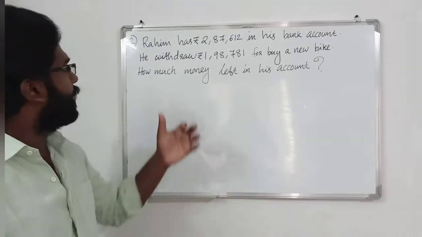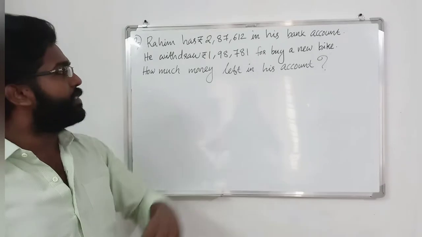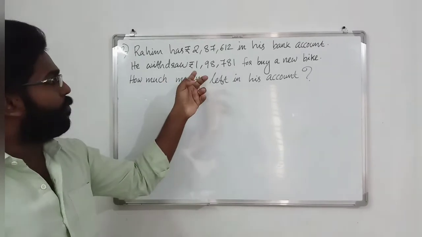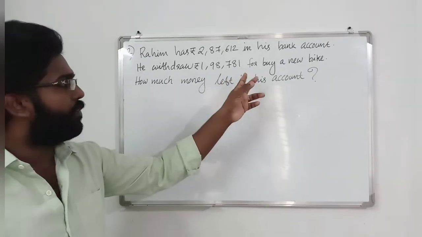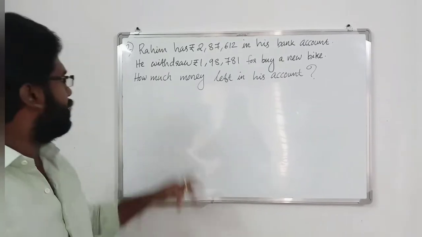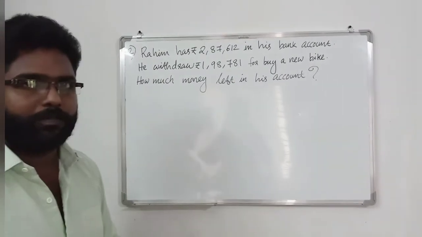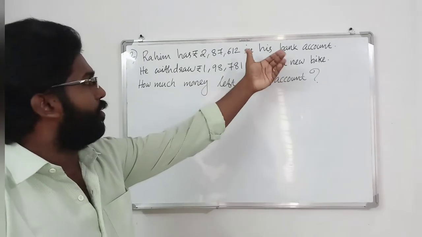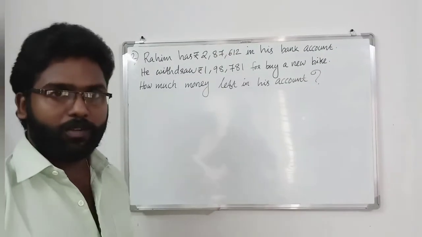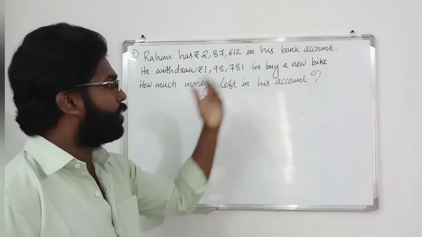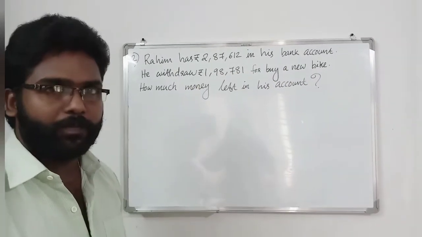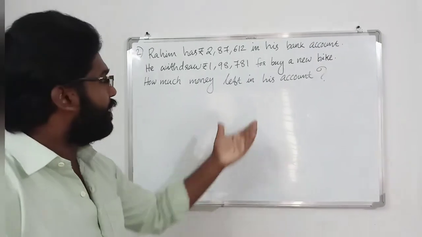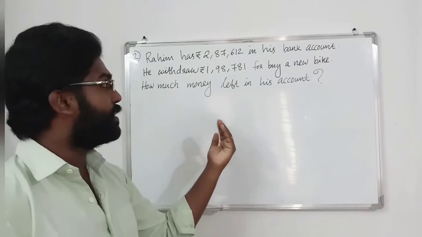Our second question. Rahim has 2,87,612 rupees in his bank account. He withdrew 1,98,781 to buy a new bike. How much money is left in his account? What have we done here? This account has 2,87,612, and now he wants to buy a new bike for this amount. So if we withdraw 1,98,781, how much money is left? That means how much money is the balance in his account.